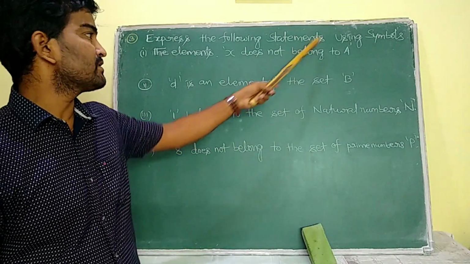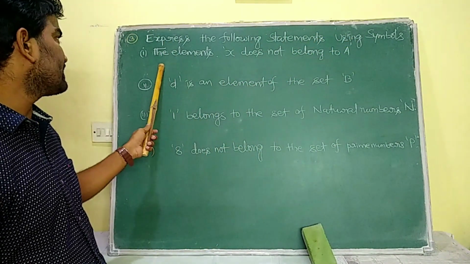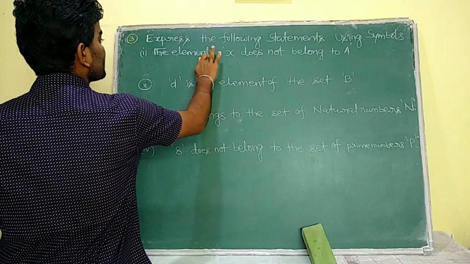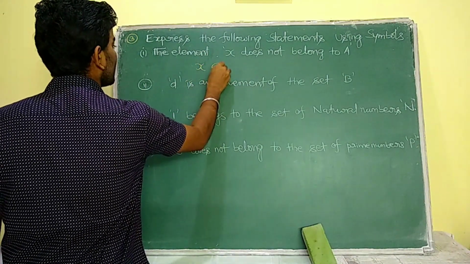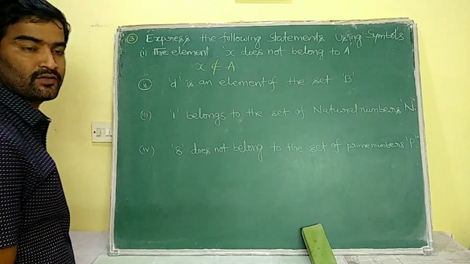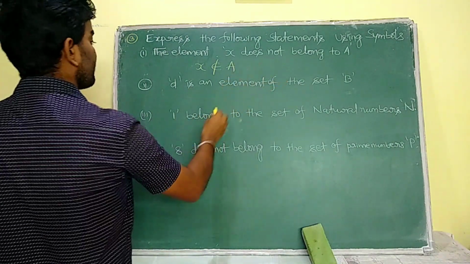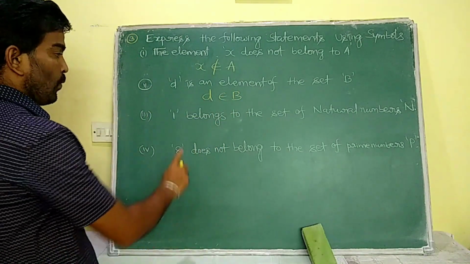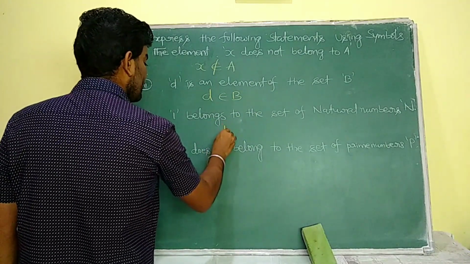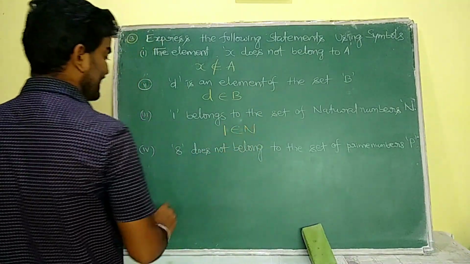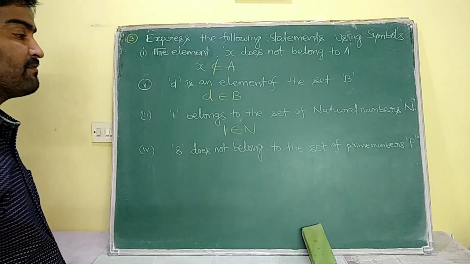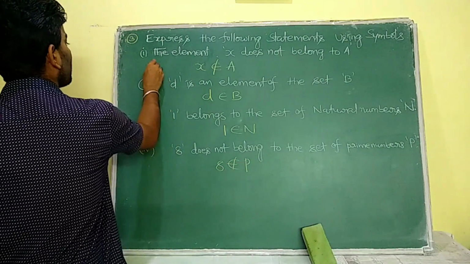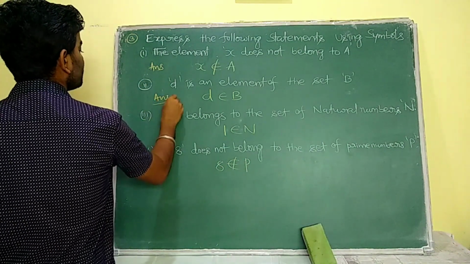Here is the third question. Express the following statements using symbols. The first one is: the element X does not belong to A. That means simply I will write X does not belong to A. That is the symbolic notation. D is an element of the set B, so D belongs to B. 1 belongs to the set of natural numbers N. 8 does not belong to the set of prime numbers P. I hope you understand.